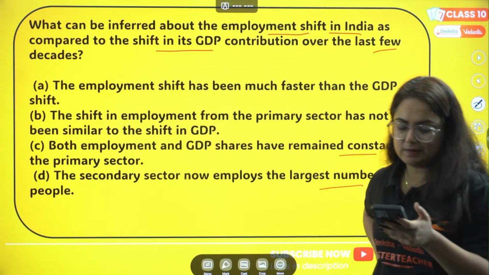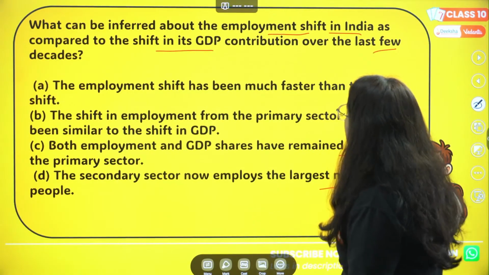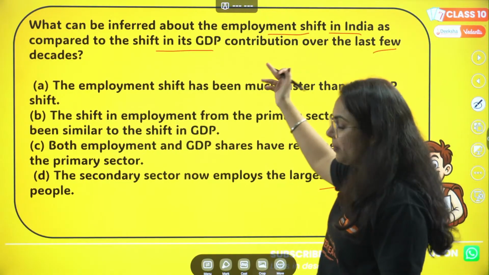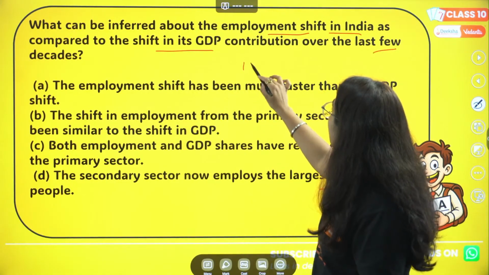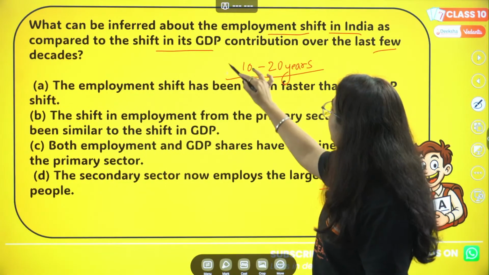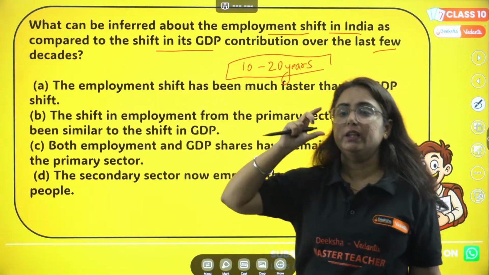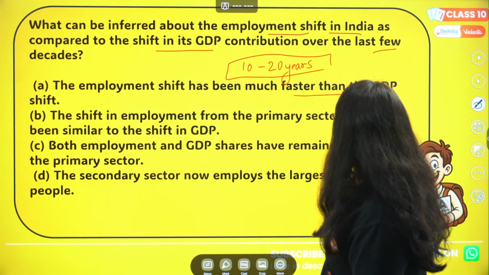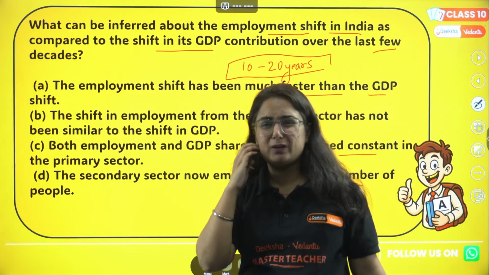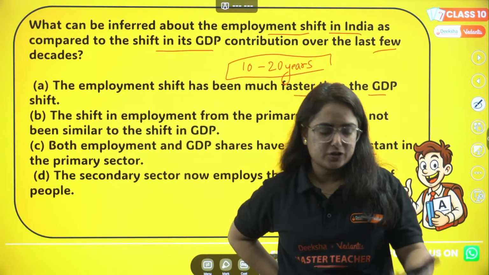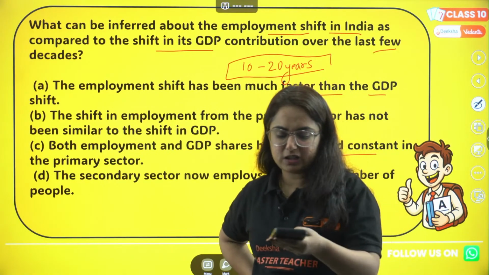The question itself talks about GDP as well as the shift in decades. So basically they are talking about something like 10 to 20 years. And we can see that in these recent 10 to 20 years, generally the economy has changed a lot. Option A says the employment shift has been much faster than the GDP shift. I don't think so; rather the GDP shift has been faster in comparison to employment.